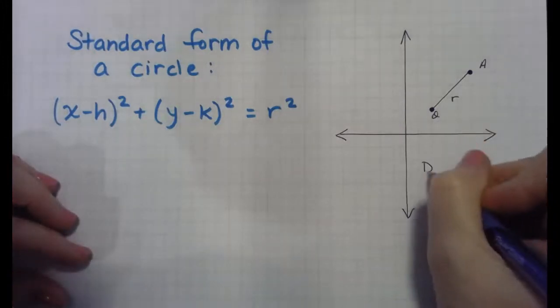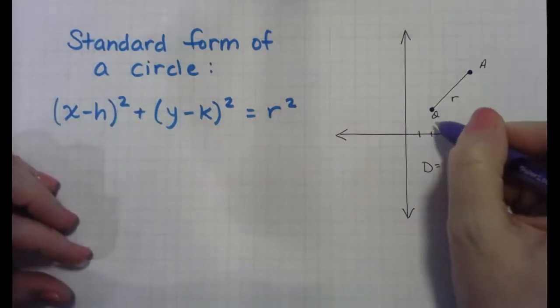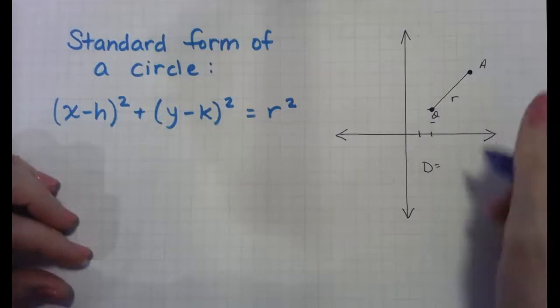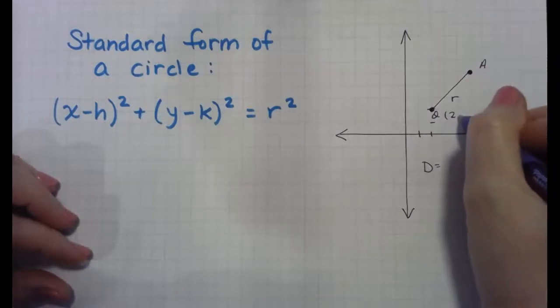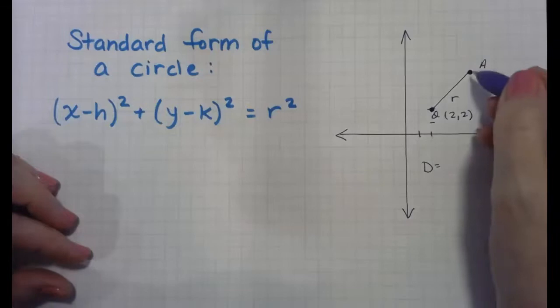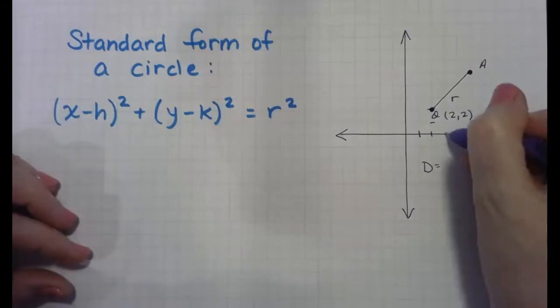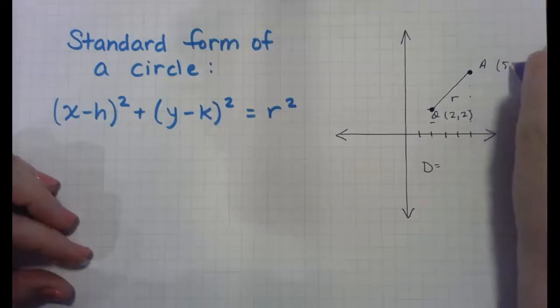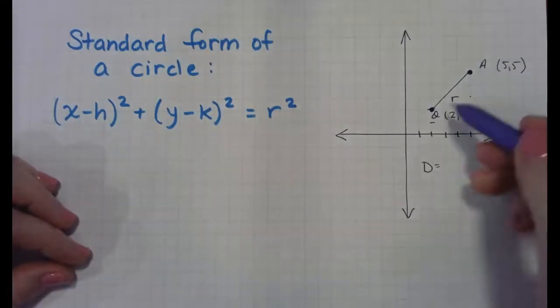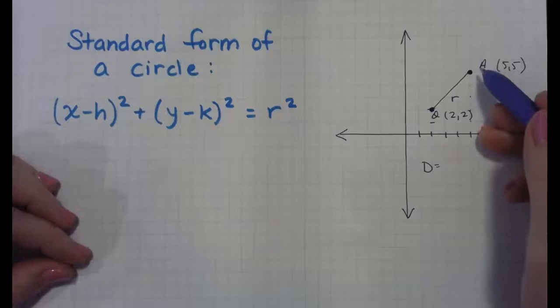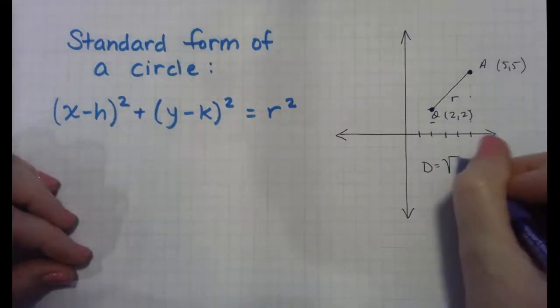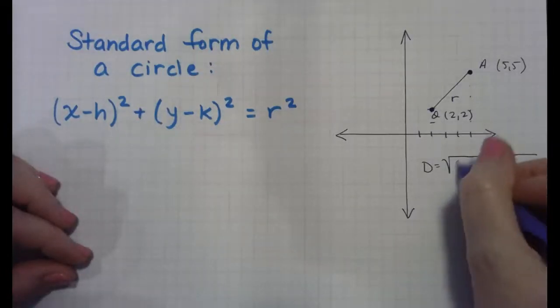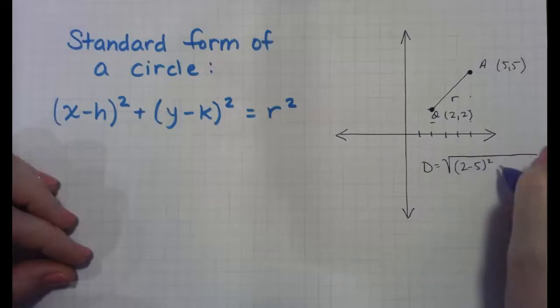I would put it right here. So 1, 2. The center point is at 2, 2. And of course, point A, 1, 2, 3, 4, 5, is at 5, 5. So when we go about finding the length of that line segment, which is the radius, it is 2 minus 5 squared plus 2 minus 5 squared.